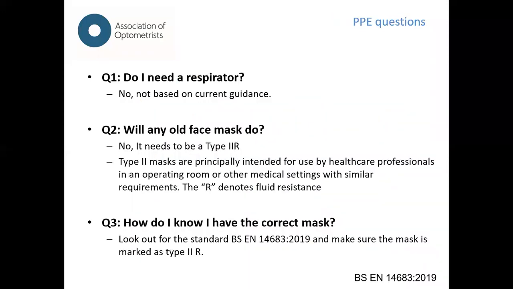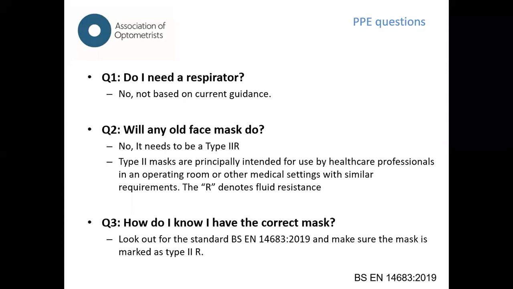So the questions we've been seeing are, do I need a respirator? No, you don't. Not based on the current guidance. You need a surgical splash resistant face mask. Will any old face mask do? No, it won't. It's got to be the type 2R. If it's not got the R on it, then it doesn't denote the fluid resistance and it isn't the appropriate one. So it's very important that you check that.